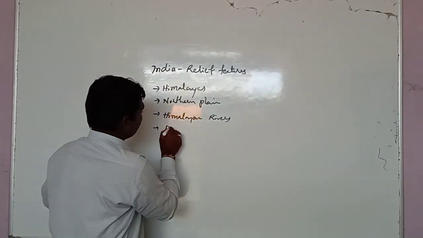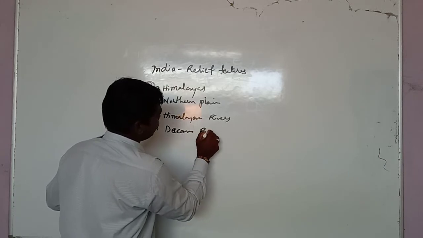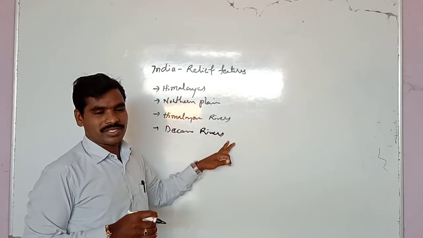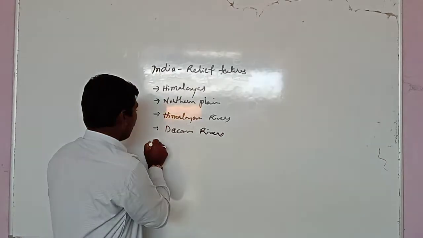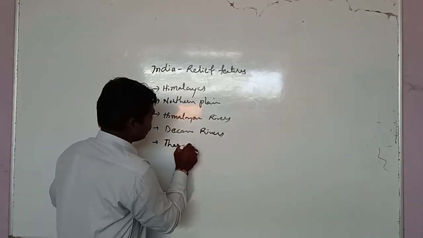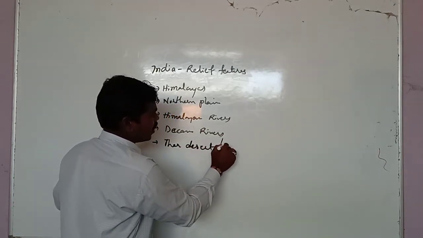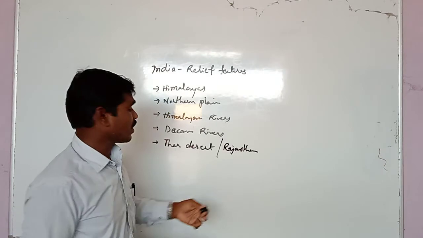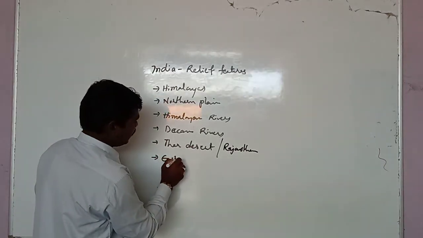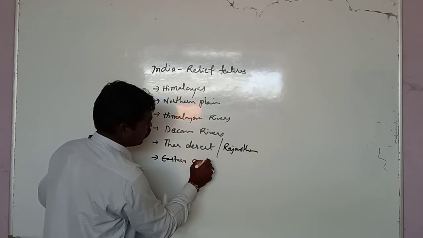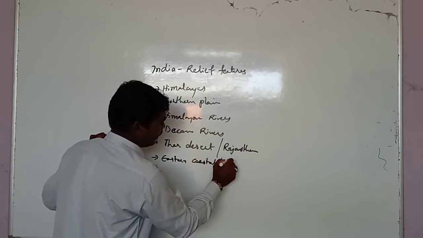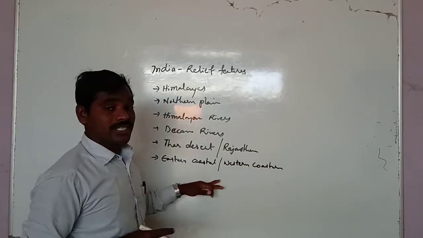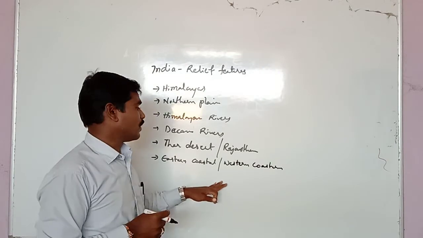And next is Deccan rivers. These Deccan rivers are also called non-perennial rivers because in summer seasons these rivers will dry up. And next, Thar Desert, or Rajasthan Desert, also called the Great Indian Desert. And next, Eastern Coastal Plain and Western Coastal Plain.